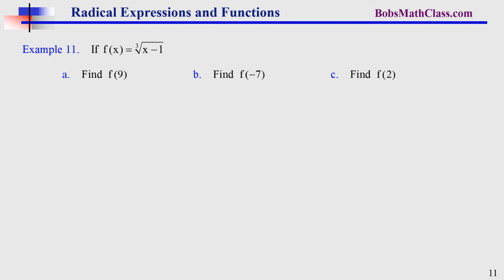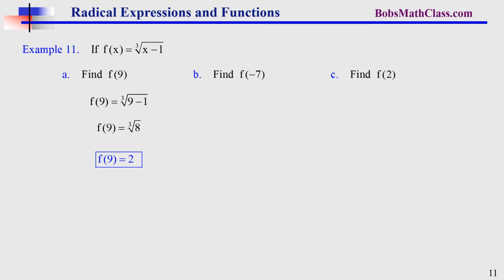All right, let's work on a cube root function this time. Part A, find f of 9. So everywhere you see an x, replace the x with 9. So 9 minus 1 underneath the radical sign. That'll give you an 8. The cube root of 8, that would be 2. So f of 9 equals 2.